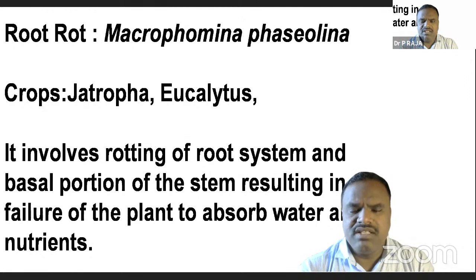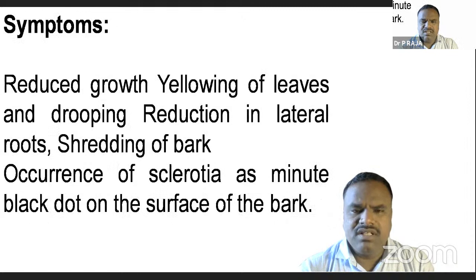And you can see here in this case, this pathogen destroys the roots, thereby the absorption capability of the roots will be reduced. And if you see the symptomatology: reduced growth, yellowing of leaves and dropping, reduction in the lateral roots, okay, shredding of the bark, and then the occurrence of sclerotia. At the end of this infection, it produces very minute sclerotial bodies that can be seen on the surface of the bark.